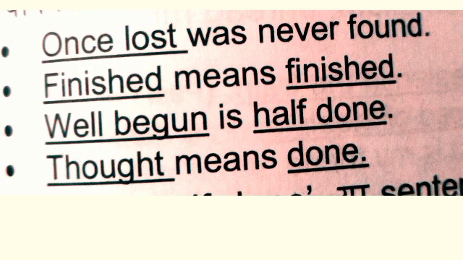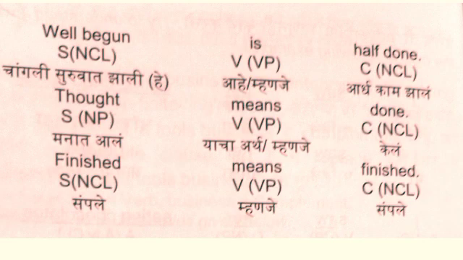Try to understand these sentences by analyzing them into their clause elements, that is subject, verb and complement. In the sentence "well begun is half done", "well begun" is the subject, it is a noun clause. In the sentence "thought means done", "thought" is the subject, it is again a noun clause. In the sentence "finished means finished", "finished" is the subject and it is also a noun clause. This is what you have to understand.